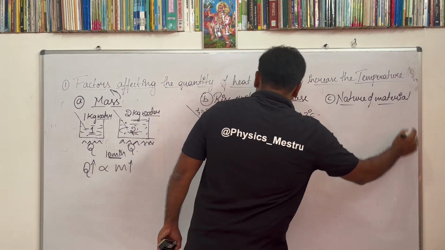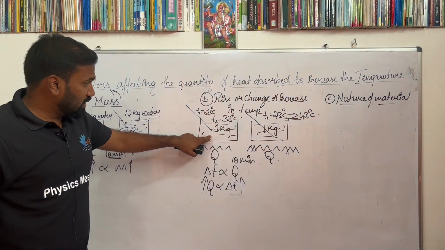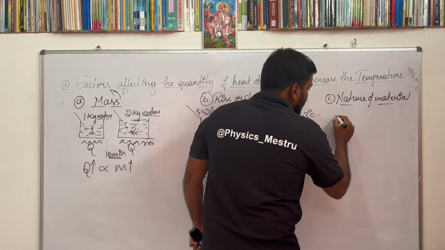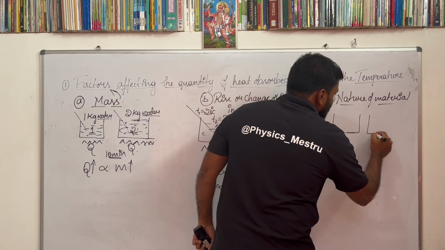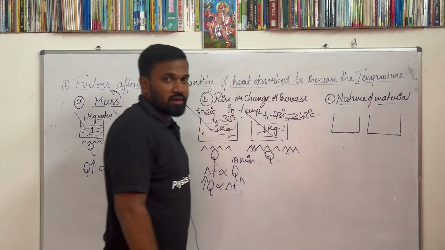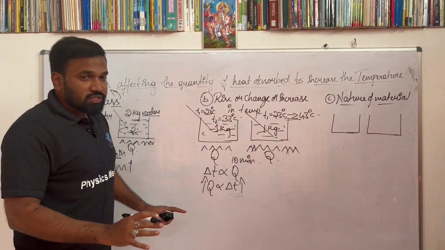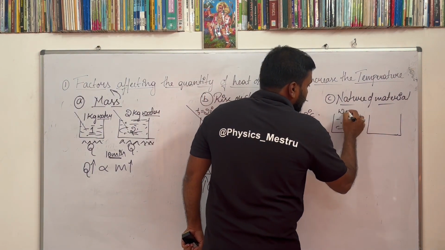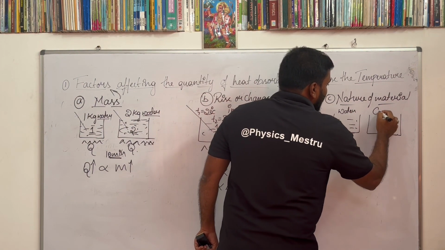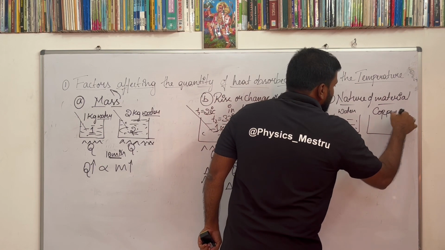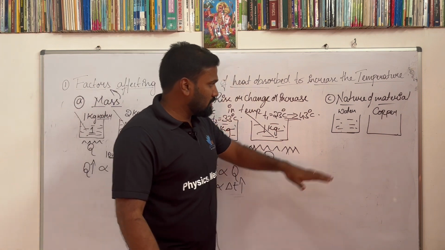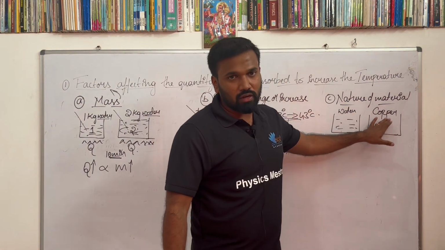So the next one is nature of material. Here I will take two different substances of the same mass. For example, in the first beaker let me take water, and in the other beaker let me take copper. Copper is a metal, water is a liquid material. So usually water will be in the form of liquid, copper will be in the form of solid.